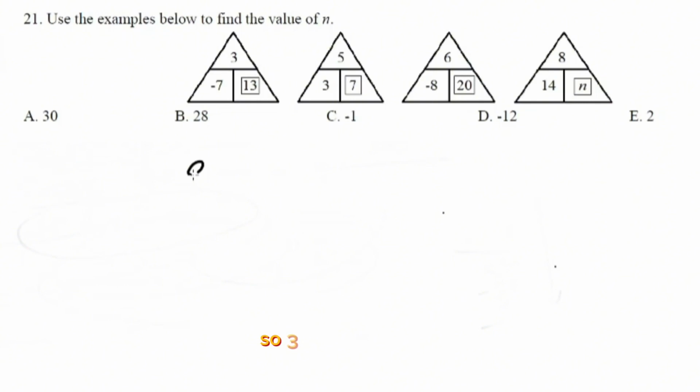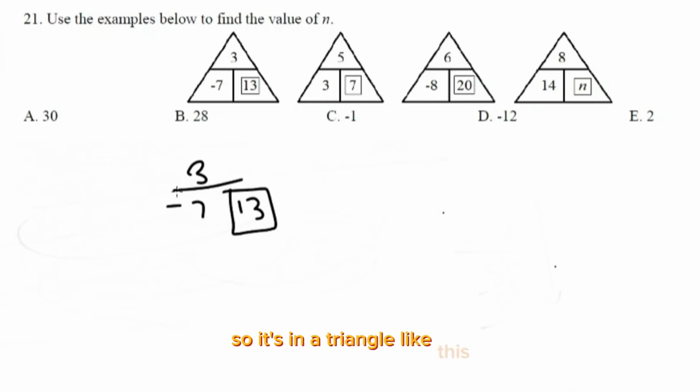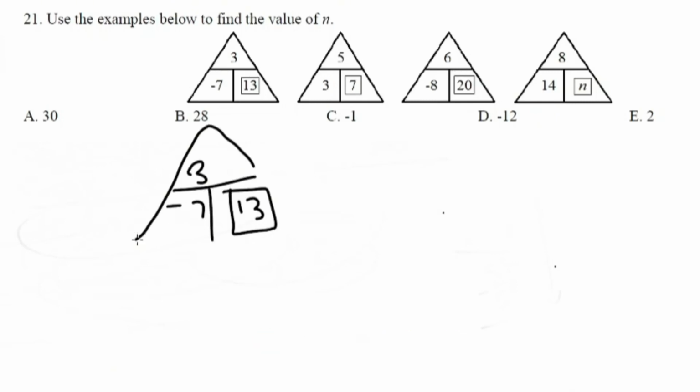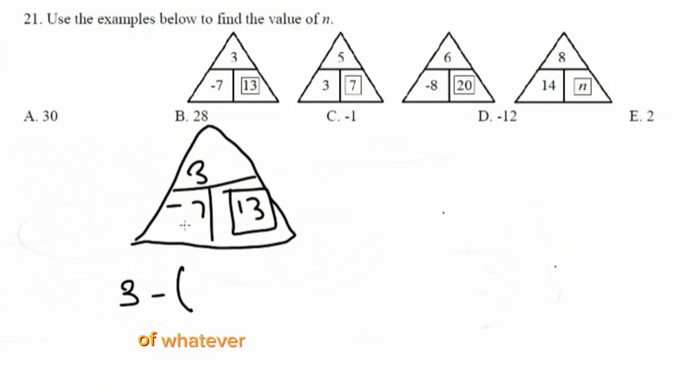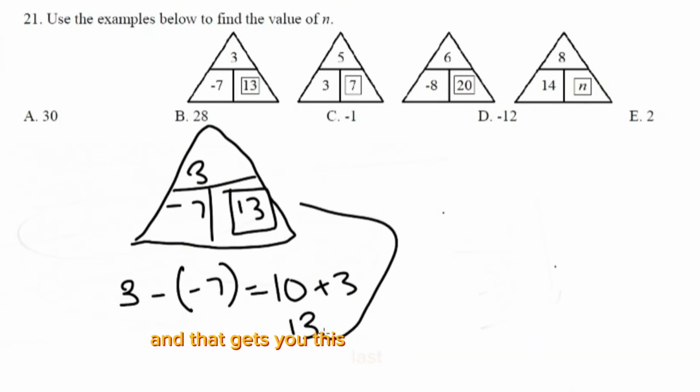So 3, -7, and 13. It's in a triangle like this. First we have the number 3. If you do the negative of whatever this number is, so -7, that gets you 10. And then you just add this first number back, and that gets you this last number right here.